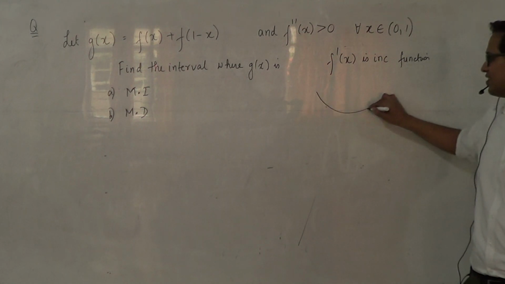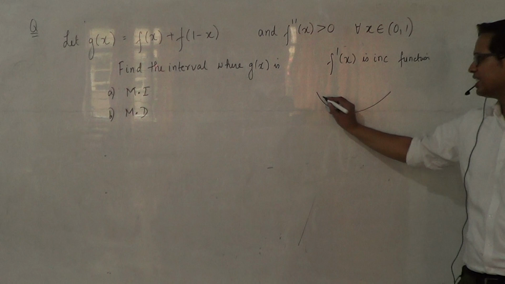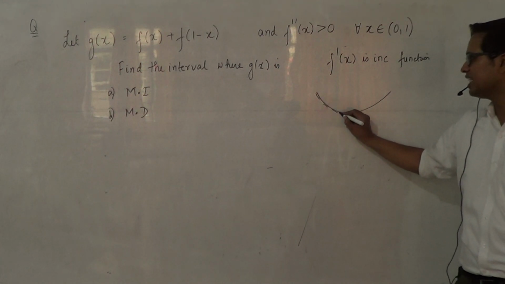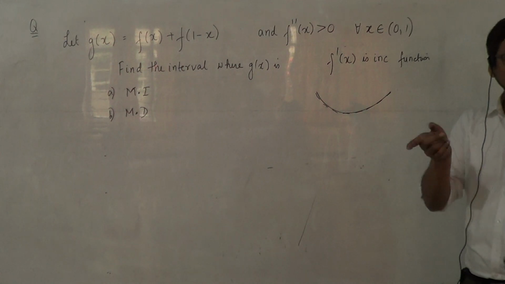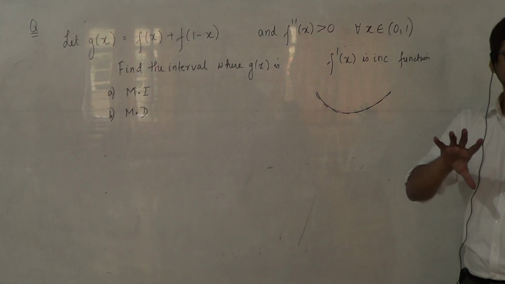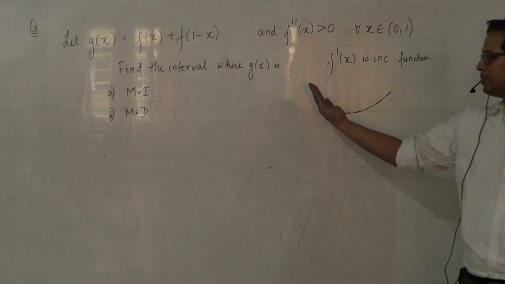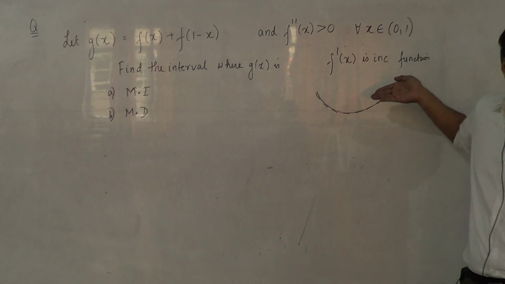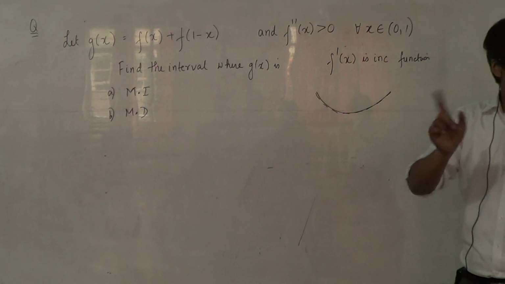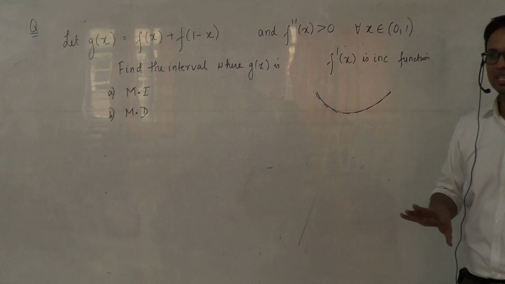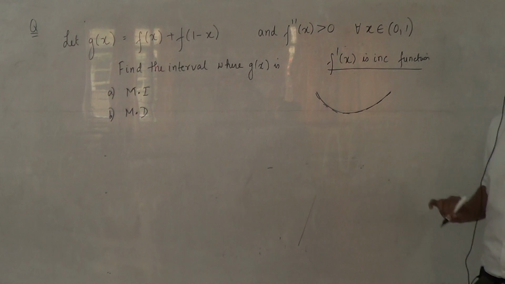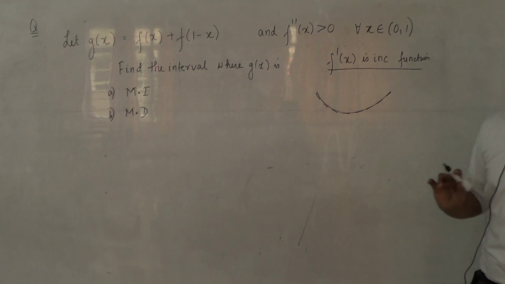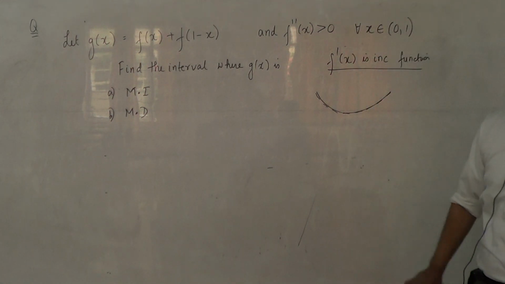See, when a function is like this, what is happening to the slope? The slope is constantly on the increase, right? F dash x is increasing. Then only the slope is going from negative all the way to positive, right? So f double dash x hence would be greater than 0, correct? So f dash x is an increasing function, that is for sure, in the interval 0 to 1.